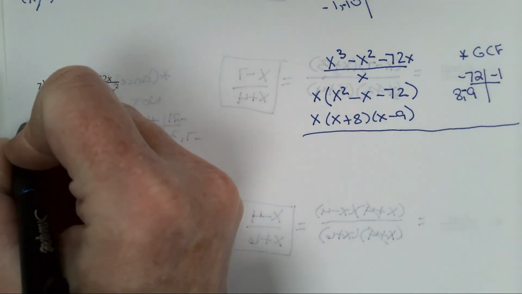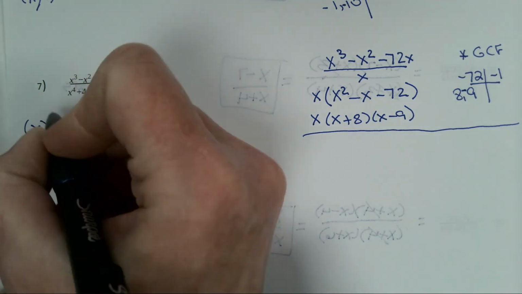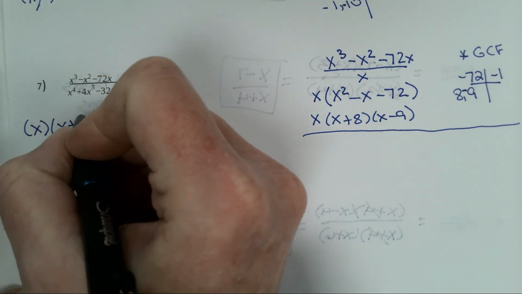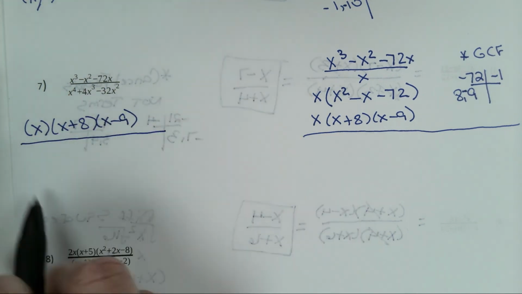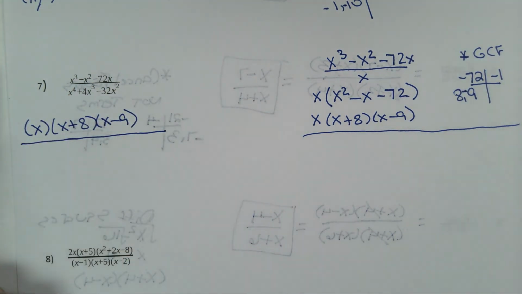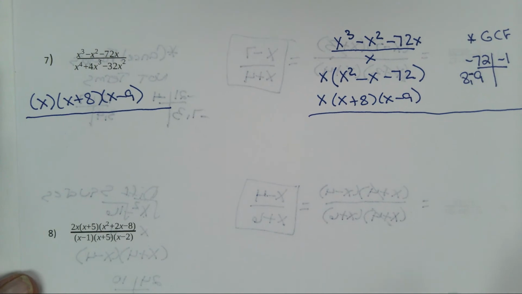So I'm going to rewrite that numerator in this factored form. I don't know why I just put parentheses around that x. It doesn't hurt anything, but it's not necessary.